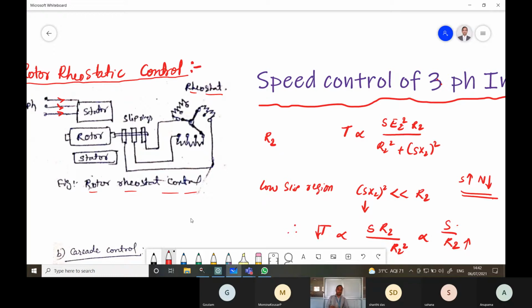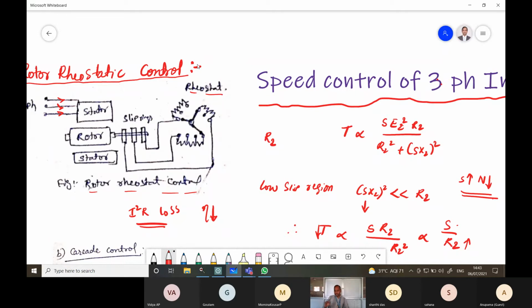Here a lot of energy is wasted because of I square R loss. Because resistance is present, the current flowing through the resistance produces heat, so heat loss occurs. Due to this, the efficiency of the motor decreases with this type of method.